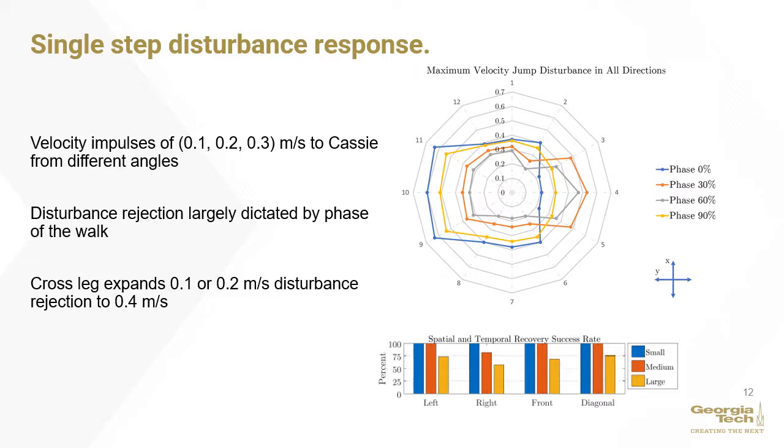This is further quantified by examining the instantaneous velocity impulse for one walking step at various phases and angles for a single stance foothold. The left half plane of this graph represents a single step disturbance rejection, and the right half plane represents cross-leg disturbance rejections.